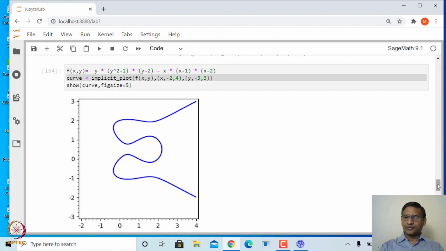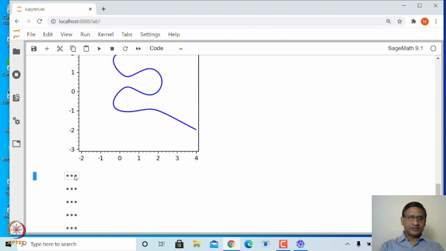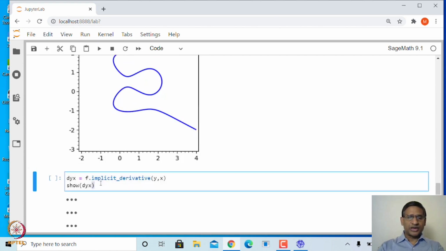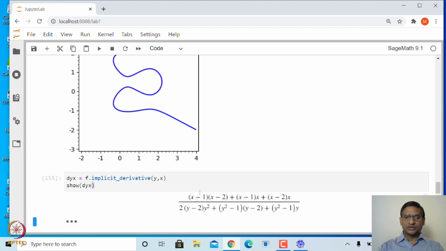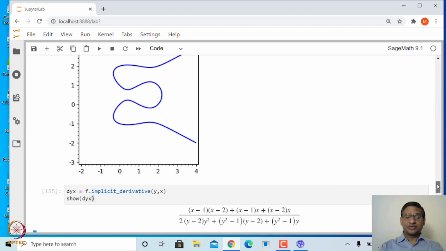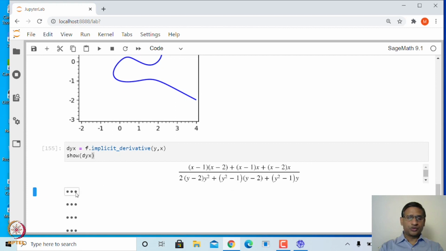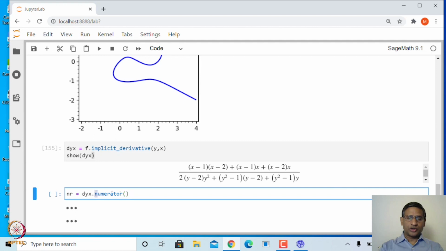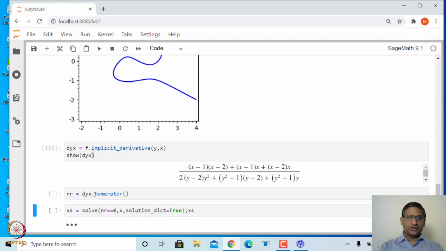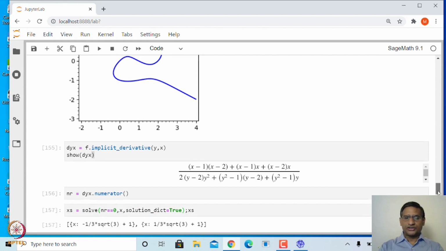So first of all, let us find the derivative of y with respect to x using implicit derivative. Now the tangent will be parallel to the x axis if the slope is 0. That means the numerator of this function should be 0. So you extract the numerator into NR using the numerator function, and then you find the zeros of this. This is a polynomial, so you will be able to find its zeros.